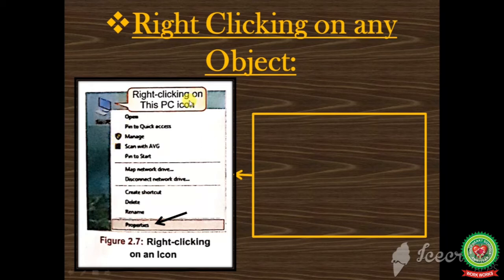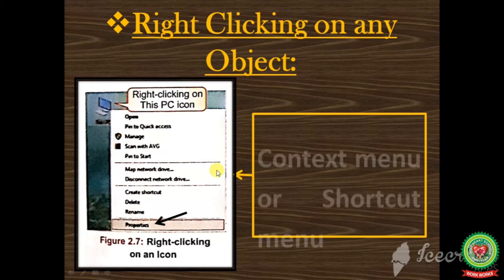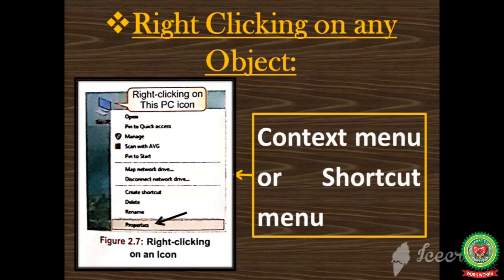So here you can see in this figure 2.7, we have right clicked on this PC icon, and when you will right click on this PC icon, again a pop-up menu will appear on the screen, and this pop-up menu is also known as context menu or shortcut menu. Only one difference is there. When you will right click on the desktop, then at the bottom we are having the personalize option, and when we right click on any object, then at the bottom of the pop-up menu we are having the properties option.